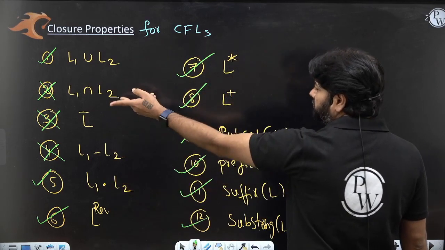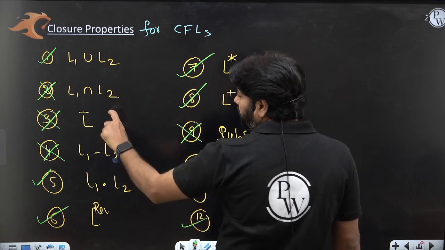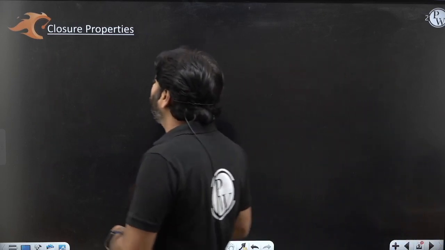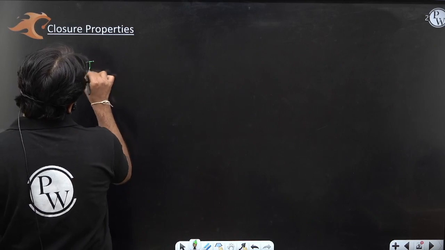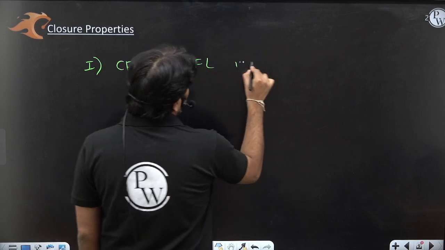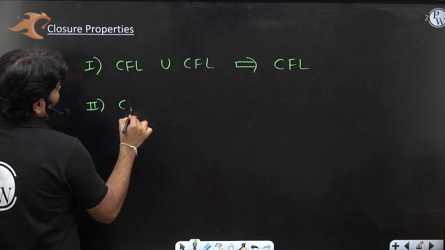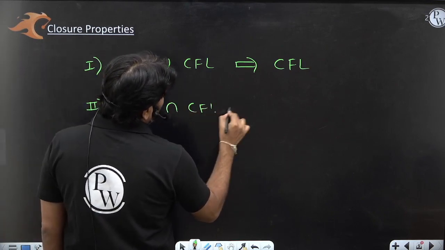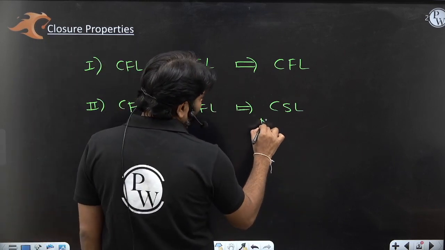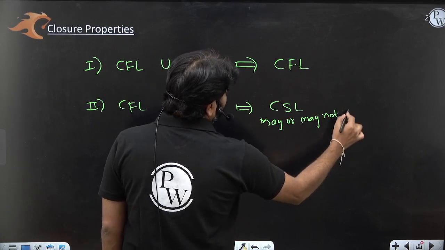Intersection of two CFLs need not be CFL. Don't say not CFL. May or may not be CFL. Complement of CFL may or may not be CFL. So write these three important points that you may require. Okay, first one, CFL union CFL. The result is always CFL. Second, when you do CFL intersection CFL, the result is always context sensitive language, but may or may not be CFL. That to remember, may or may not be CFL.